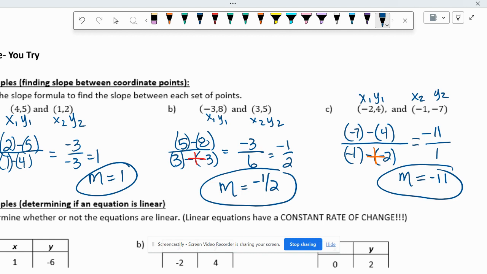So letter A, Kian got a slope of 1. That is correct. Letter B, Eleni got a slope of negative 1/2. That is correct. And letter C, Carter got a slope of negative 11, and that is also correct.